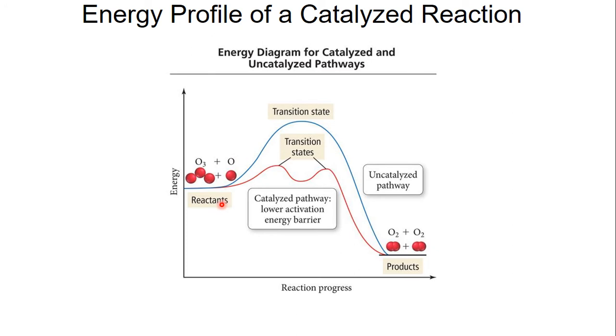Let's take a look at this, where we have ozone, O3, plus atomic oxygen making 2 moles of O2 gas. Normally this has a high transition state, but if you use a catalyst, you see the transition state, the activation energy, is a lot lower, which ultimately speeds up your reaction.